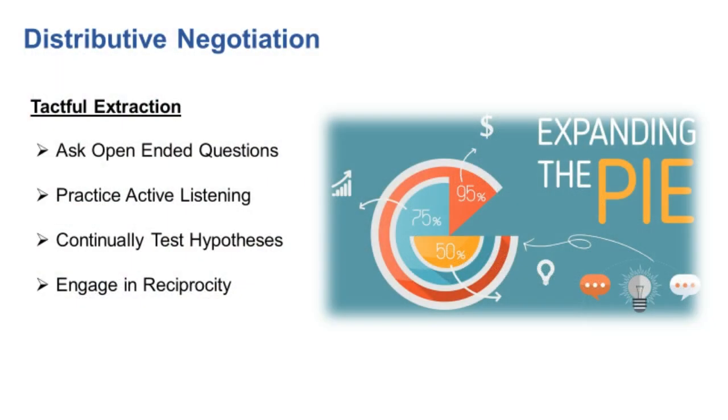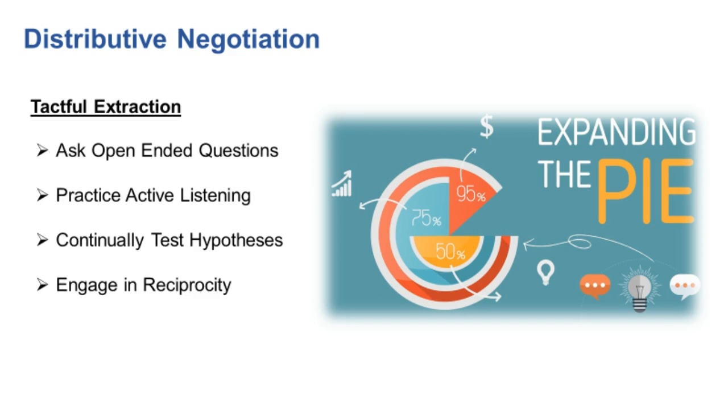Now, in distributive negotiation, where there is a competitive dynamic, extracting the information requires an element of finesse to avoid revealing too much while gathering insights that can be used strategically. Now, here are four of the key ways that you can tactfully extract information from your counterpart in a distributive negotiation situation. The first one, asking open-ended questions.